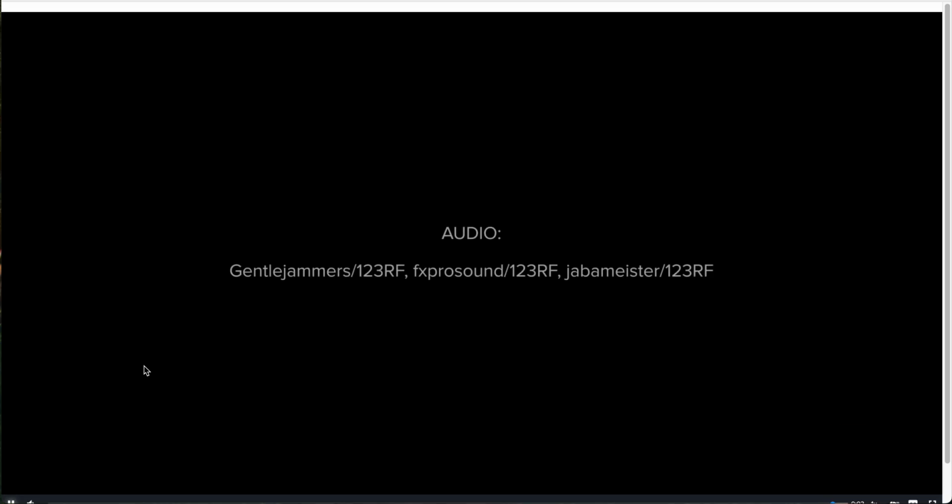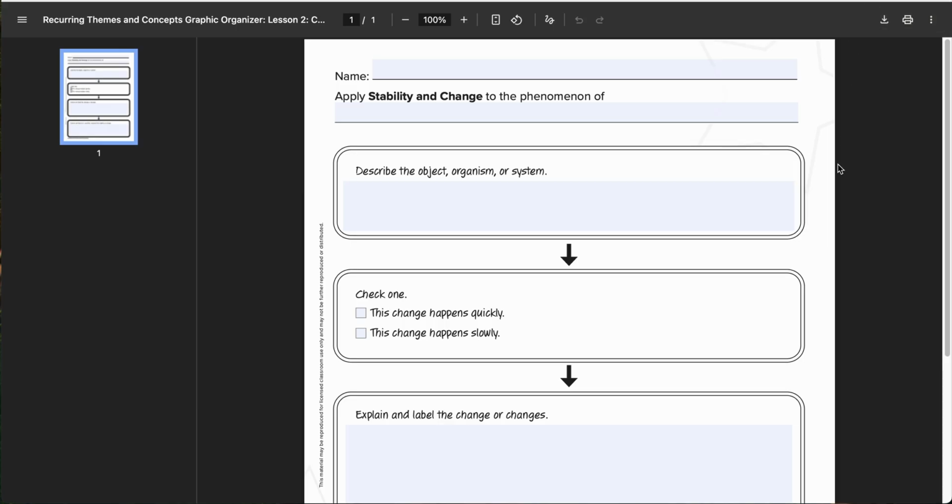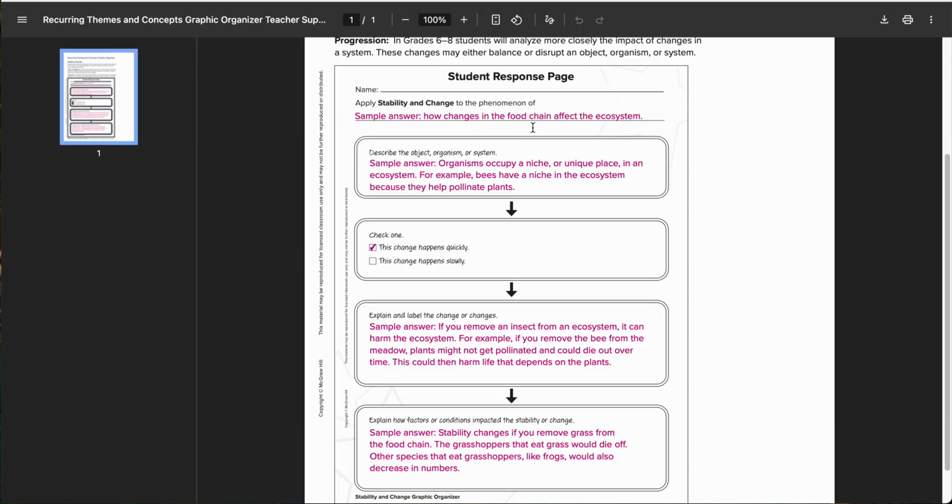Okay, so students would watch that video and then maybe in pairs or small groups, look at the recurring theme and concept graphic organizer, and together as a class even, we could name the phenomenon, something like changes in the food chain affect the ecosystem. And then students would have an opportunity to write specifically about what changes they noticed, label the change, and then explain how that impacted the stability of the food chain, or specifically how that caused change.